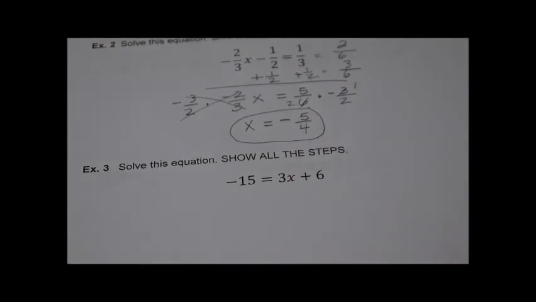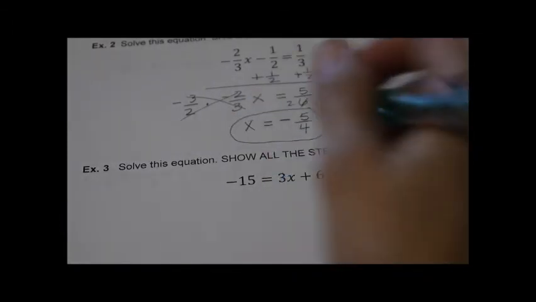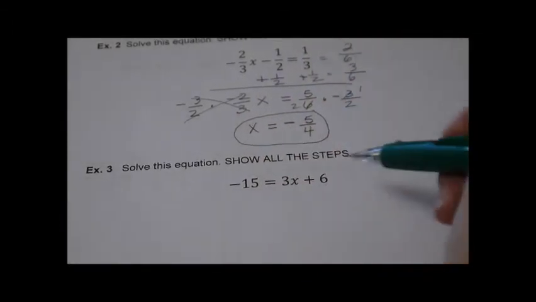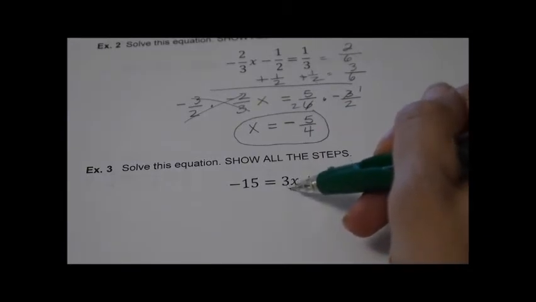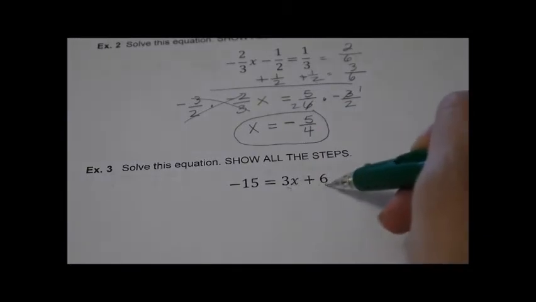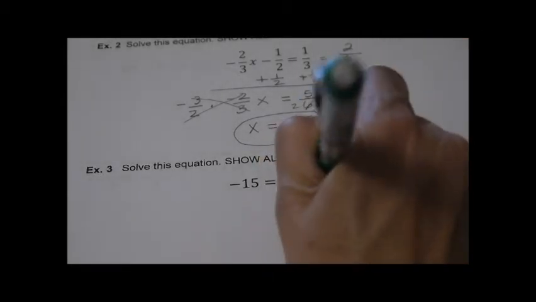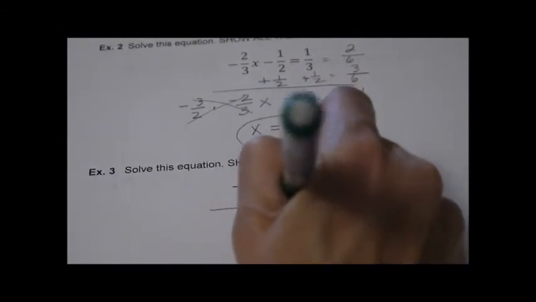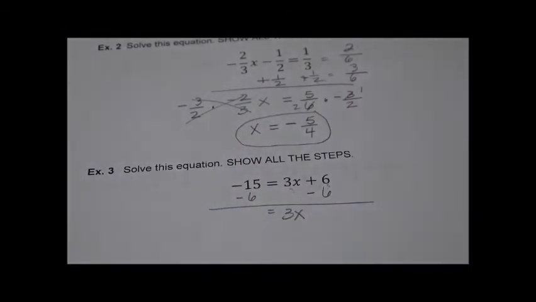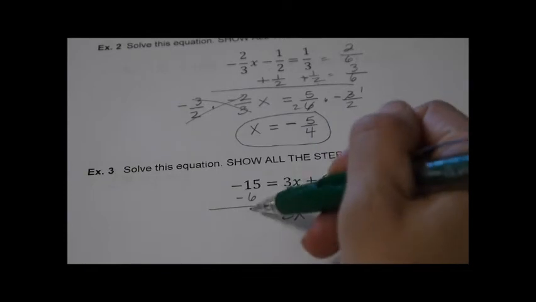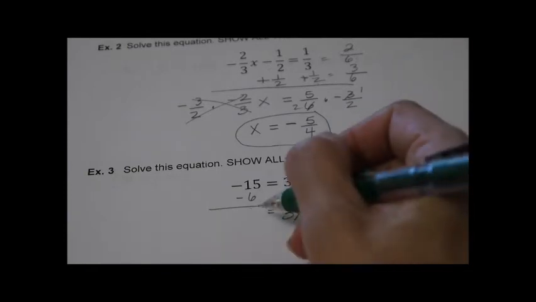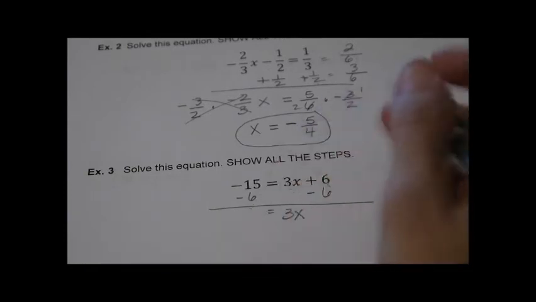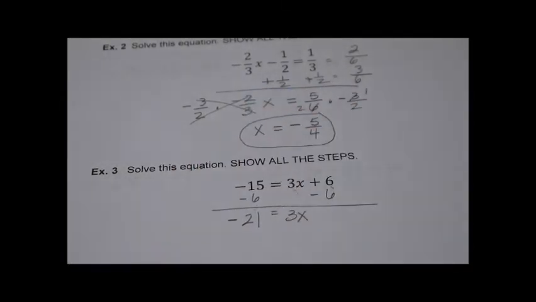All right, example 3, same thing. Just it's on this side, which is the same as what we've been doing. So we want to get rid of the 6 first. A lot of people try and do this first. Don't, okay? Get rid of the sum first. So we got minus 6 and minus 6, leaving us with just a 3x on the right-hand side. Now these both are negative, all right? So the answer is going to be negative, and we figure out what 15 plus 6 is. So 15 plus 6 is 21.